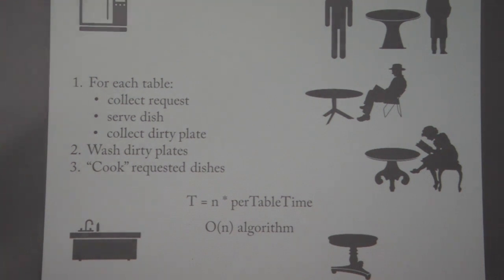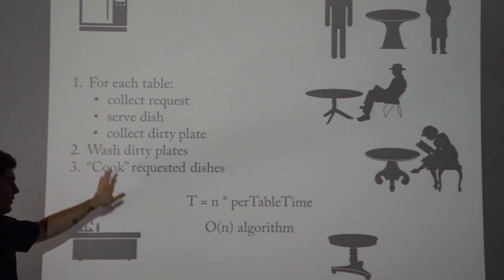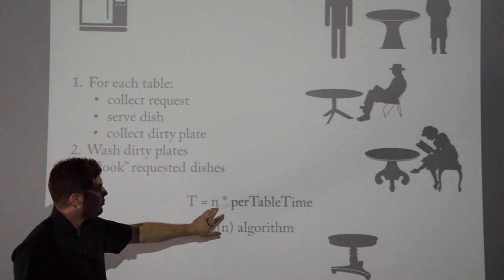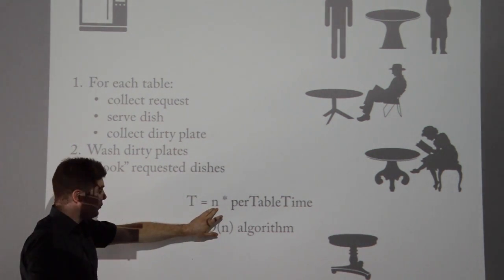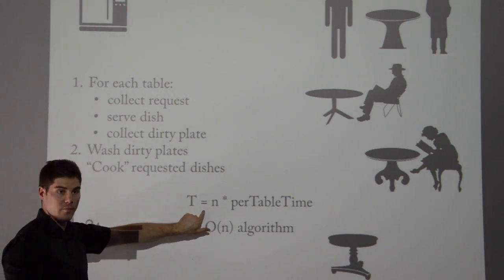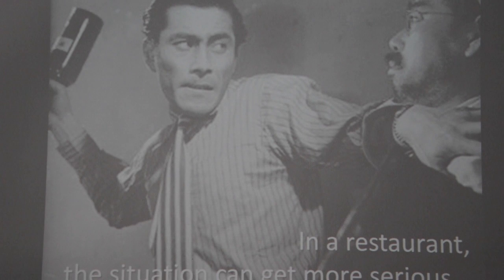Okay? So also in restaurant management, they say that this algorithm is an O of n algorithm. Why is that? Well, because as the number of clients grows, the total time grows as well with the same speed, right? And that's why it's called O of n. And you want to keep this time low.